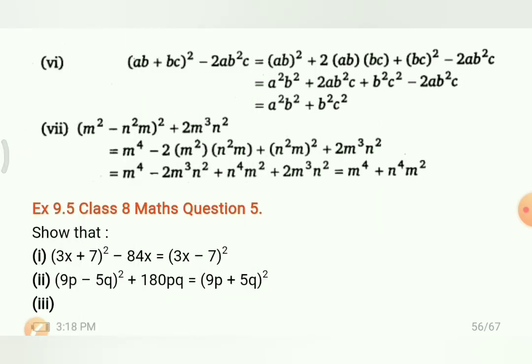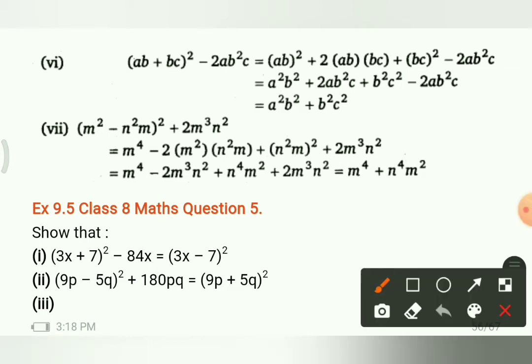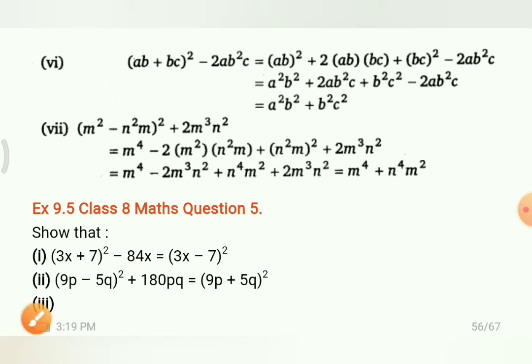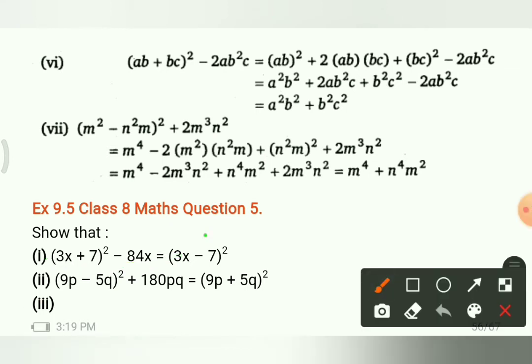Now let's see how to solve question number 5. It says that 3x plus 7 the whole square minus 84x is equal to 3x minus 7 the whole square. That is, you have to prove that the left hand side of the equation is equal to the right side of the equation. That is, it is equal to 3x minus 7 the whole square. So let's see how to solve it.